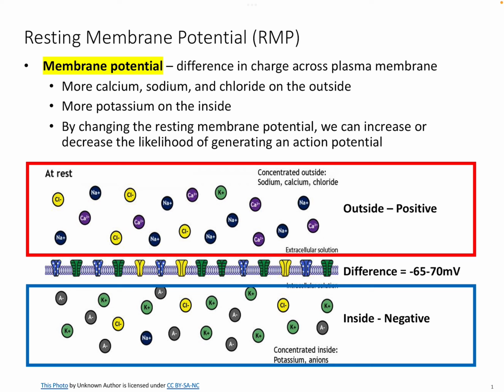The charge difference between the extracellular material and the cytoplasm interior of the cell, also called the resting membrane potential, is about negative 65 to negative 70 millivolts.